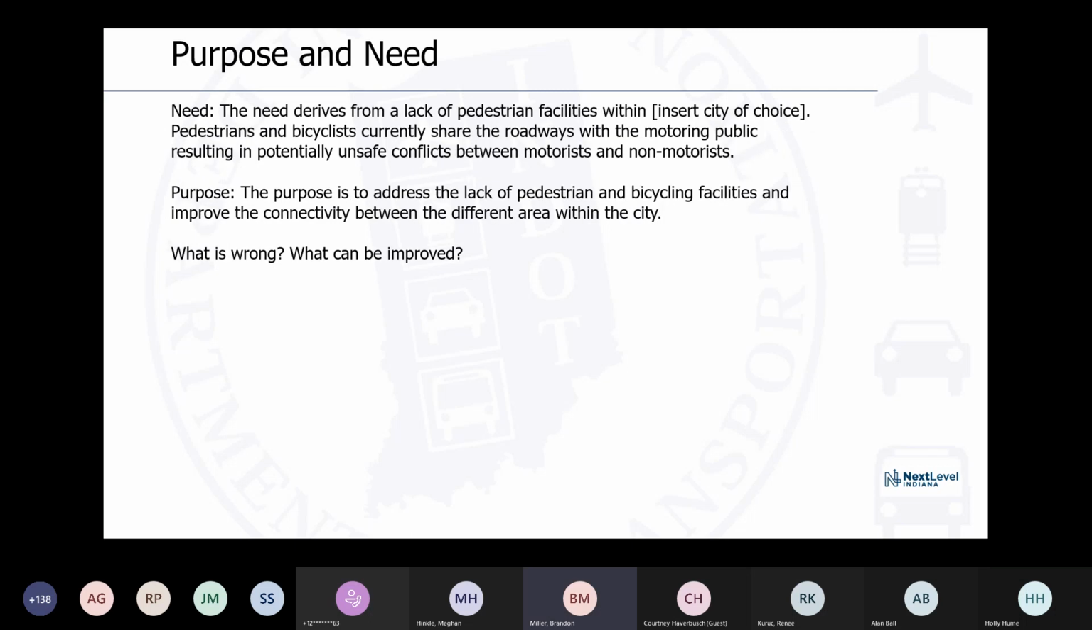Okay. The next one deals with pedestrian facilities.